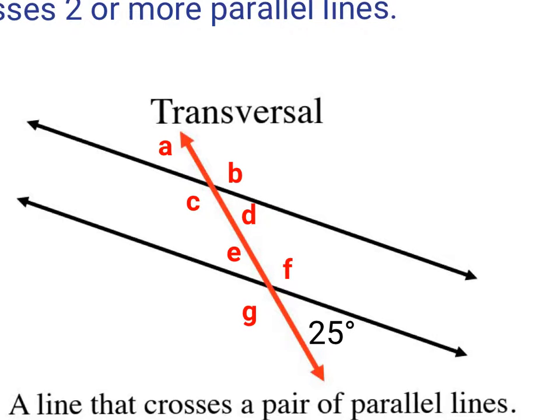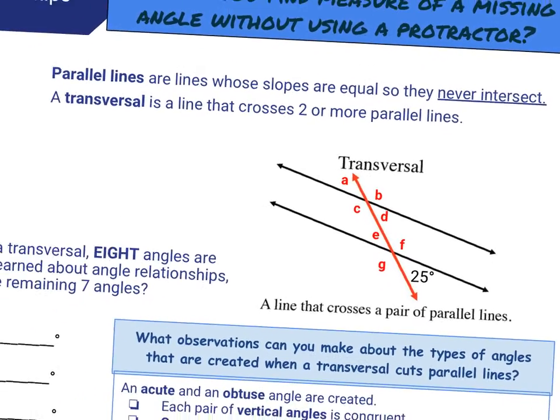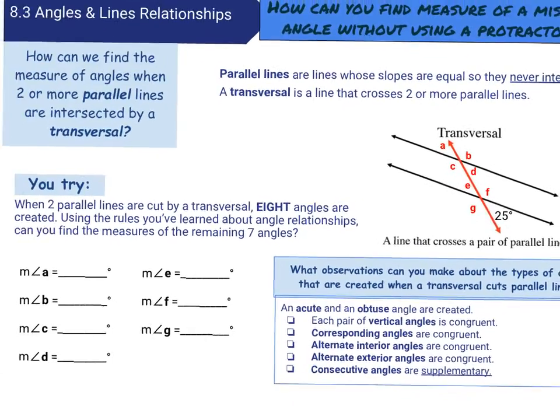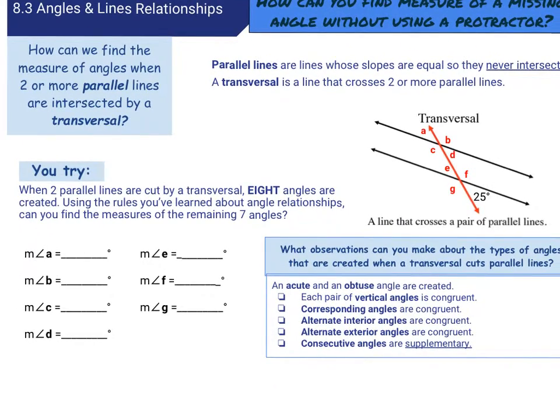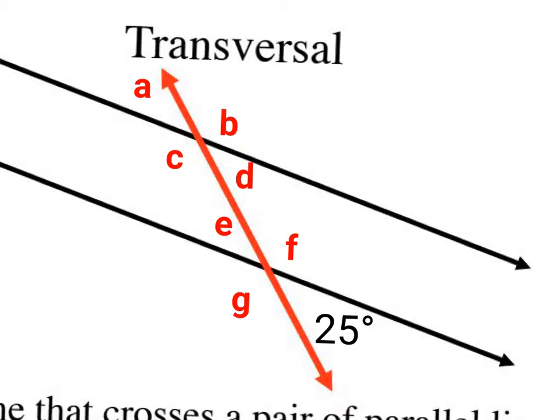Using some of the things that you have already learned, can you tell me the measure of any of those remaining 7 angles? Okay, so we have a statement that angle A must be 25 degrees. How do you know? Let's look here. E and D are the same as 25.